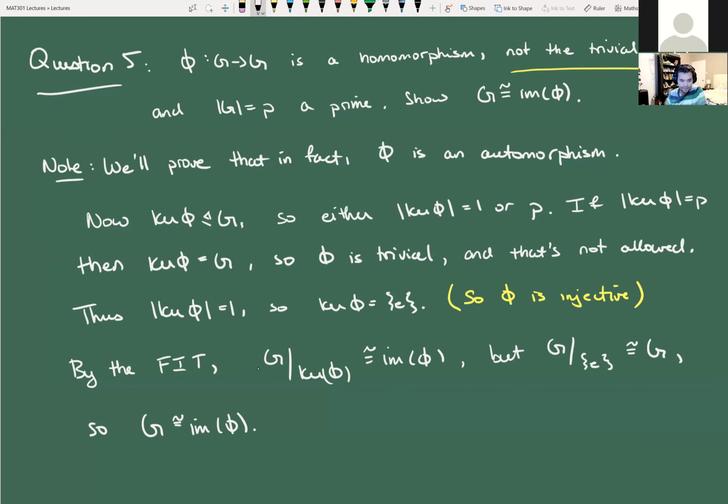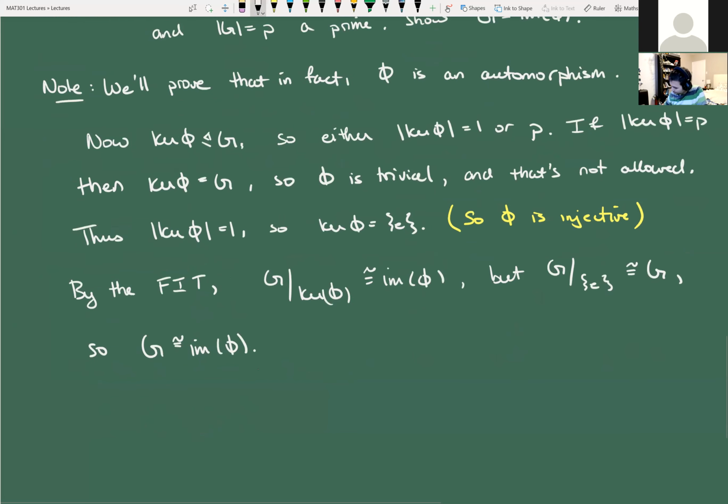Right, there it is. Now, this is kind of silly because the image is actually G as well. Note, the image of phi is actually equal to G. So there's a sense in which this is trivial because we've just shown that G is isomorphic to G, and that was obvious. But we could rephrase this as saying phi is actually an automorphism. So if you have a homomorphism with this property, it's actually an automorphism.